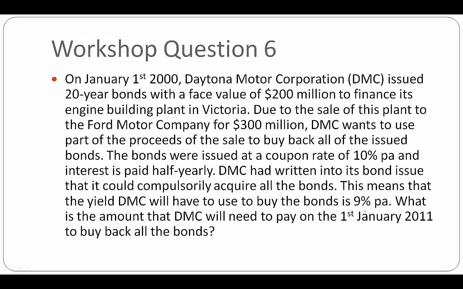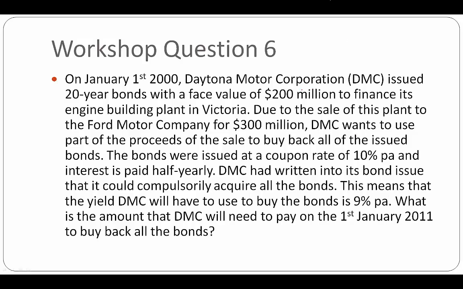All right, 20-year bonds, half yearly, so there's 40 periods, 10% per annum coupon rate, that's 5% per period coupon rate. DMC had written into its bond issue that it could compulsorily acquire all the bonds. This means that the yield DMC will have to use to buy the bonds is 9%. I presume that's from the contract. So what is the amount that DMC will need to pay on the 1st of January 2011 to buy back all the bonds?